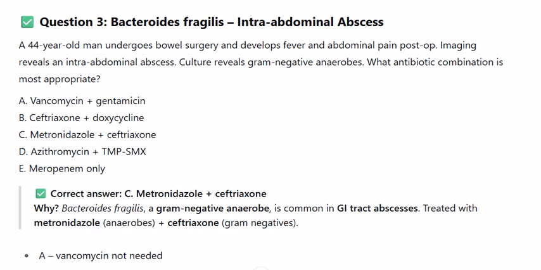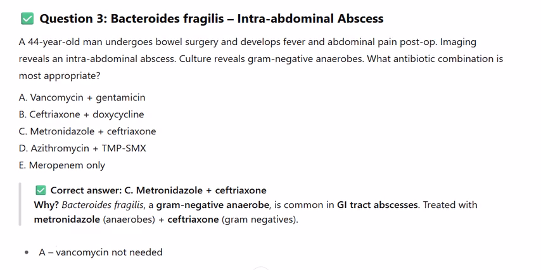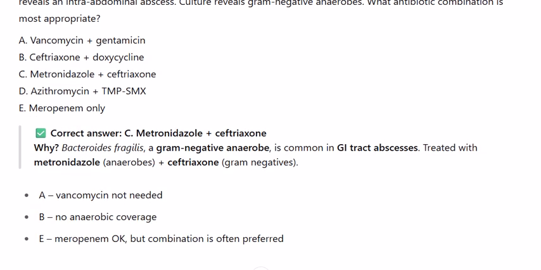Why? Bacteroides fragilis, a gram-negative anaerobe, is common in GI tract abscesses. Treated with metronidazole for anaerobes plus ceftriaxone for gram-negatives. A. Vancomycin not needed. B and D. No anaerobic coverage. E. Meropenem is okay, but combination is often preferred.